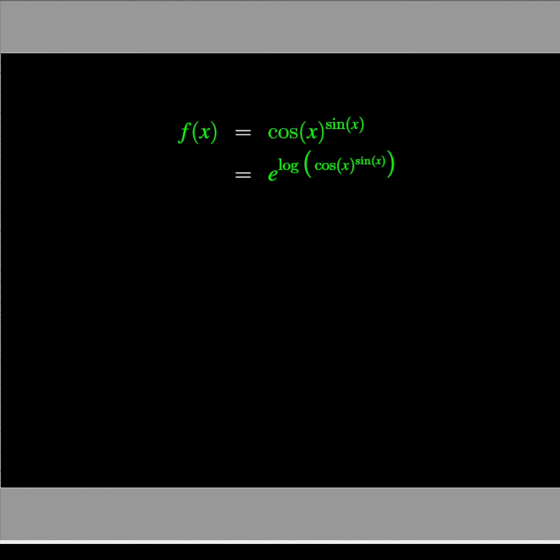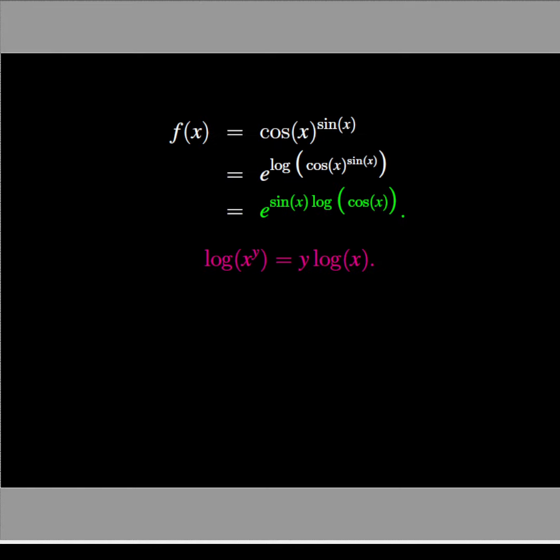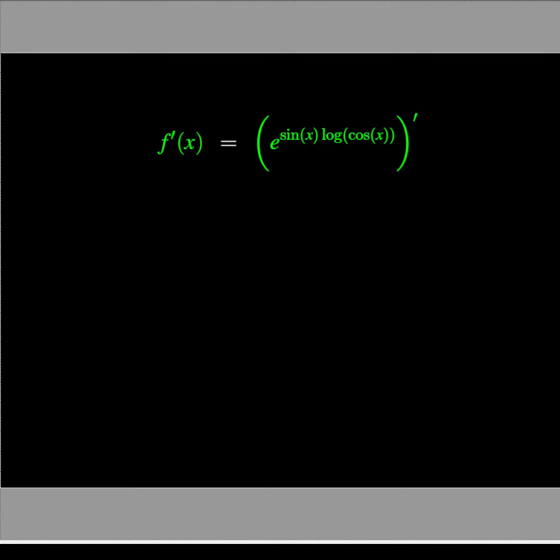Then, we express f of x as exponential of logarithm of cosine of x to the power sine of x. Using the properties of the exponential and the logarithm, it comes that f of x equals exponential of sine of x times logarithm of cosine of x. In fact, we are using the fact that the logarithm of x to the power y is equal to y times the logarithm of x. Now, we can take the derivative of both sides and use the chain rule.